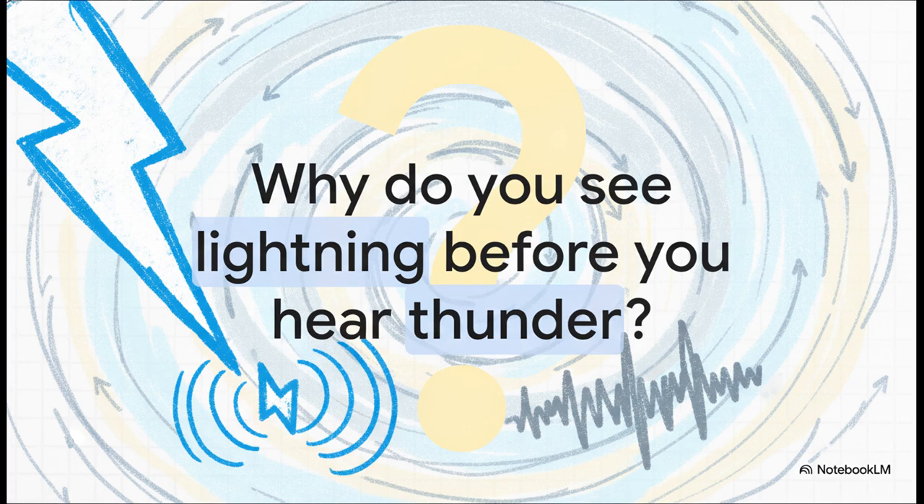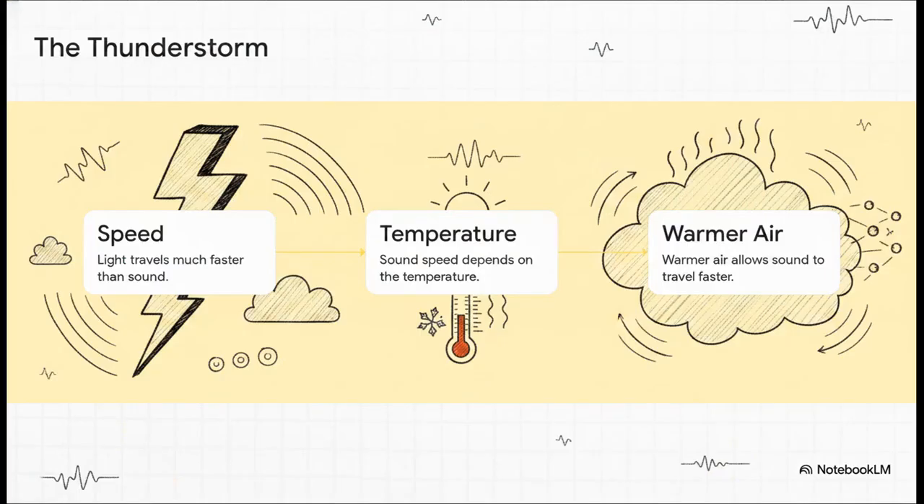And that brings us to a classic everyday mystery. Why do you always see a lightning flash before you hear the crash of thunder? It's something we've all noticed, but solving it unlocks exactly how environmental factors completely dictate wave propagation. Let's break down the physics behind this thunderstorm mystery step by step. First, light travels incredibly fast, effectively instantly as far as our eyes are concerned, whereas sound just kind of lumbers behind. Second, the speed of sound in air actually depends heavily on temperature.